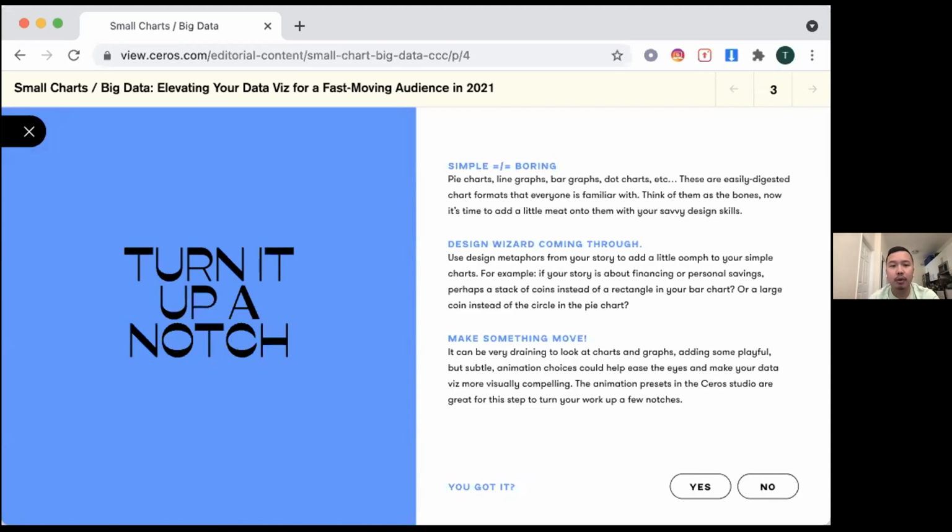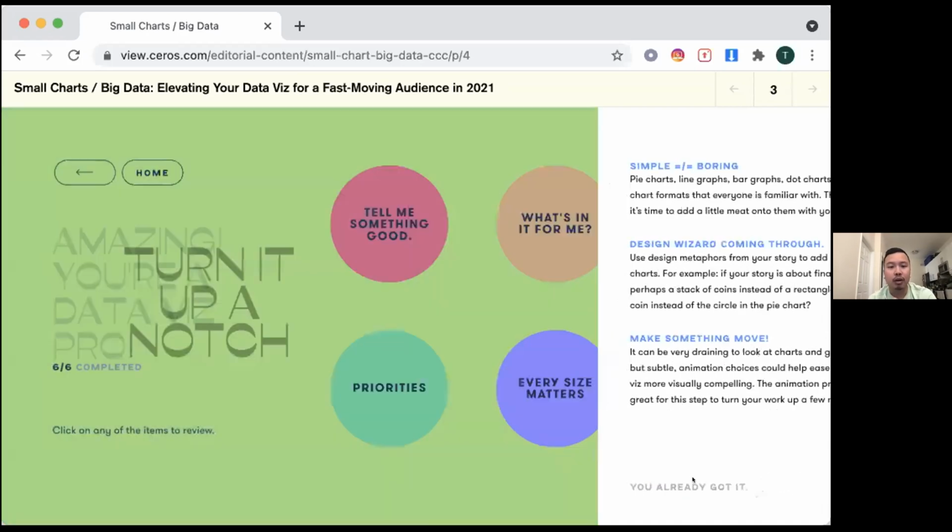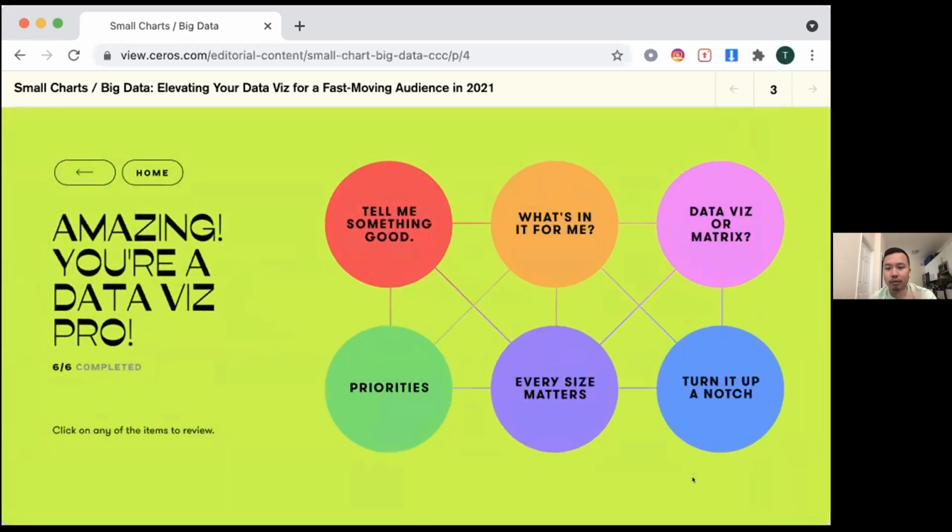Consider making something move. It can be really draining to look at charts and graphs all the time. So adding some playful, subtle animation could really help ease the eyes and make the data viz more visually compelling. I find the animation presets in the Ceros Studio really helpful for this step. And then once you check all the boxes, you're a pro. You're ready to go and create something awesome.